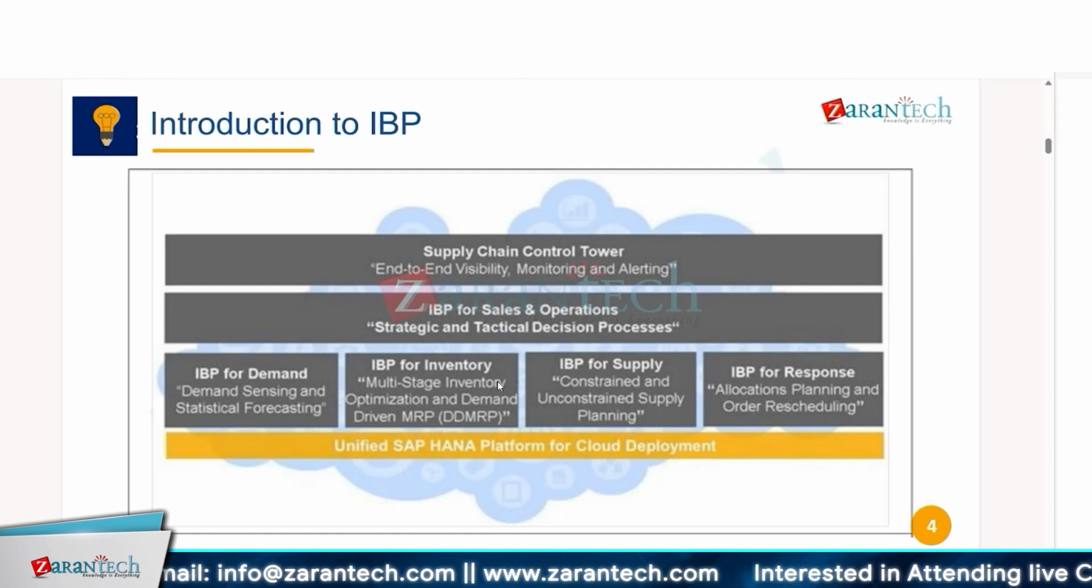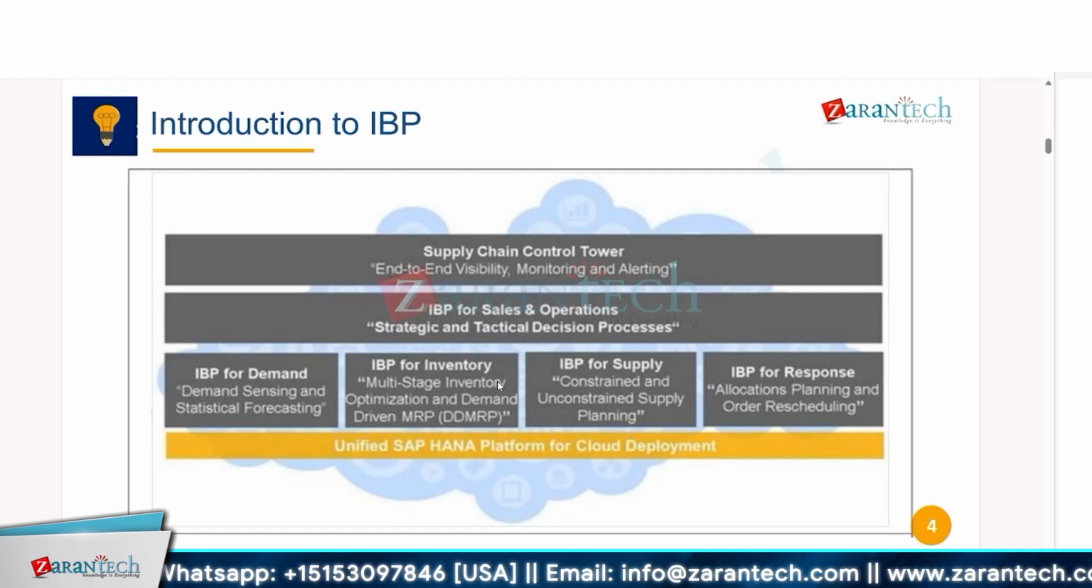Now, individually, the demand planner has given the demand review results. The supply planner has given the supply review results. The inventory planner has given the inventory review results. Now, the next course of action is to integrate these results. So in the IBP for response, they integrate the results. They will pack the demand with supply, and the first thing that they will identify is a gap between demand and supply.